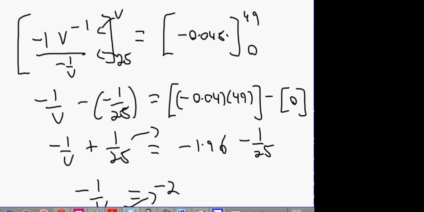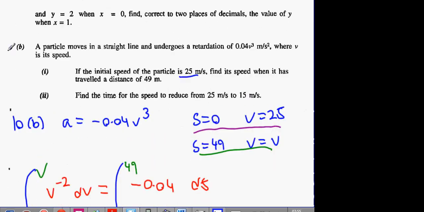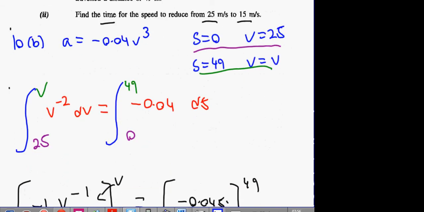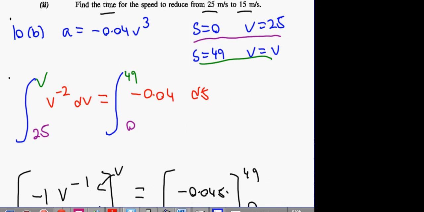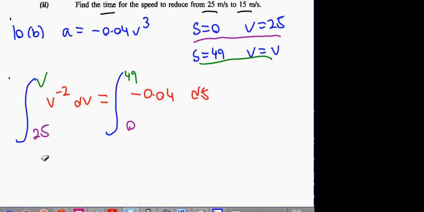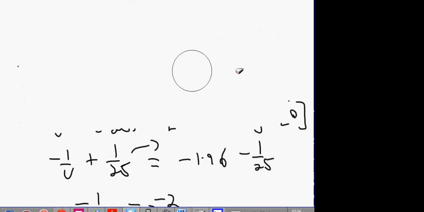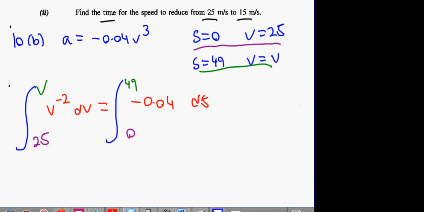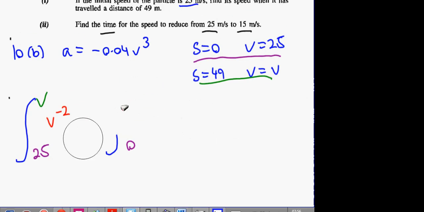Okay, so this question is a time question. That's the important thing to remember, it's a time question. So this time we're actually using the v dv/dt. If we start from scratch, this time we're not using v dv/ds, we're using the dv/dt.